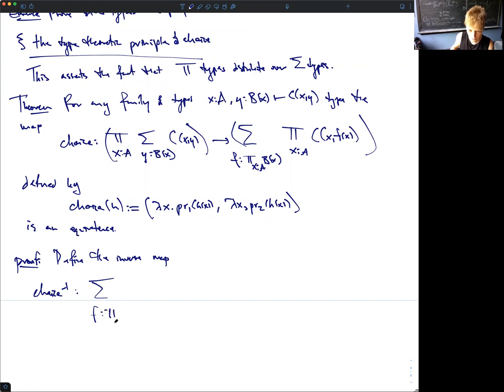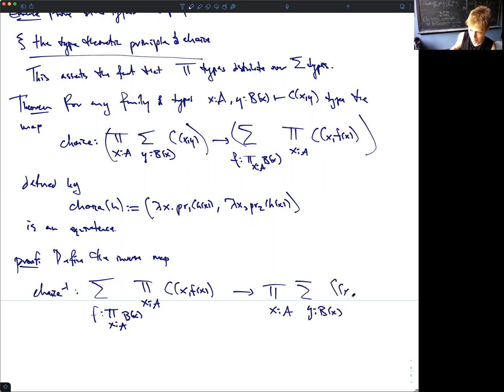So a term that for all x in A specifies an element of B of x, and then provides the data of a proof that C of x, f of x holds. And then I'm going to convert that into a proof that for all x in A, there exists some y in B of x so that C of x, y holds.